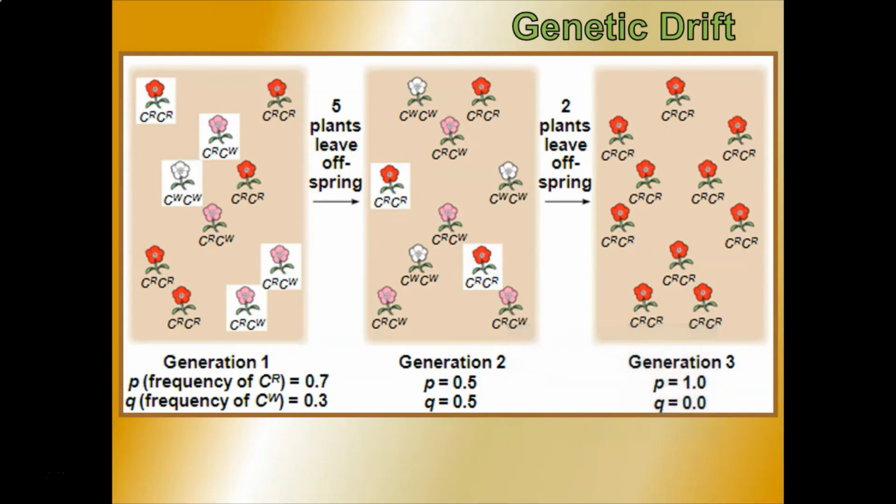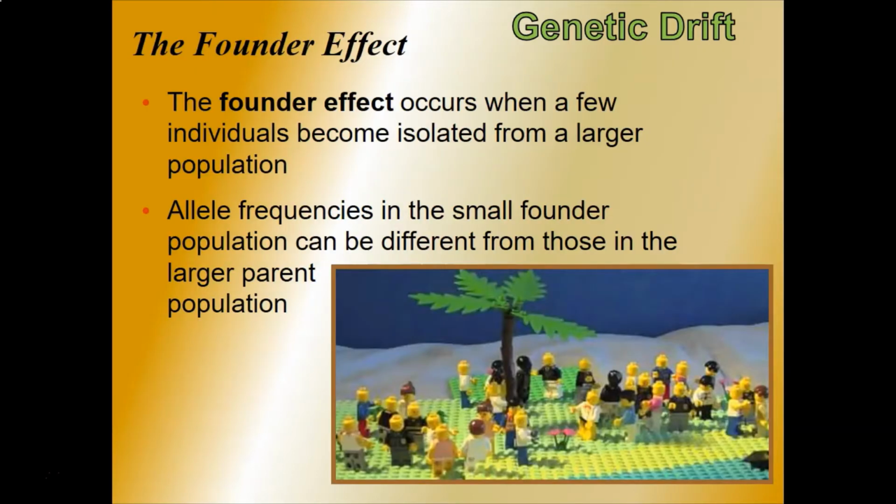Let's look at another example here. The island effect, or the founder effect. This occurs when a few individuals become isolated from a larger population. As we explored the earth and formed new civilizations, this used to happen regularly, but it still does happen. It might happen in the future with space, who knows? So allele frequencies in smaller founder populations can be different from those in the larger parent population.